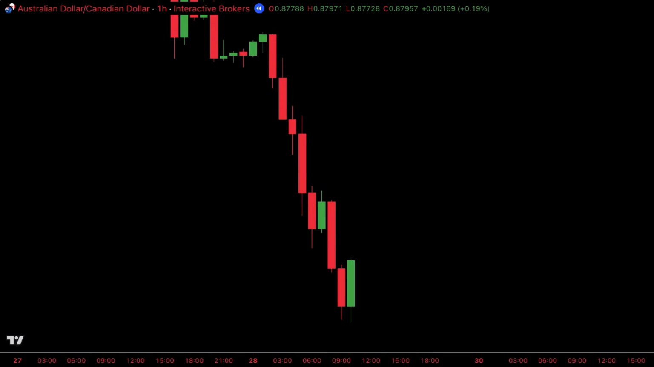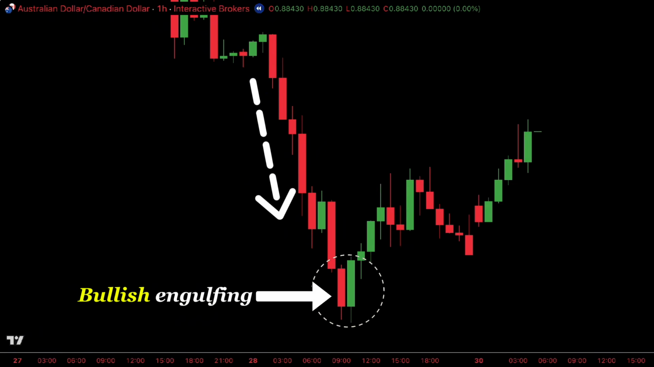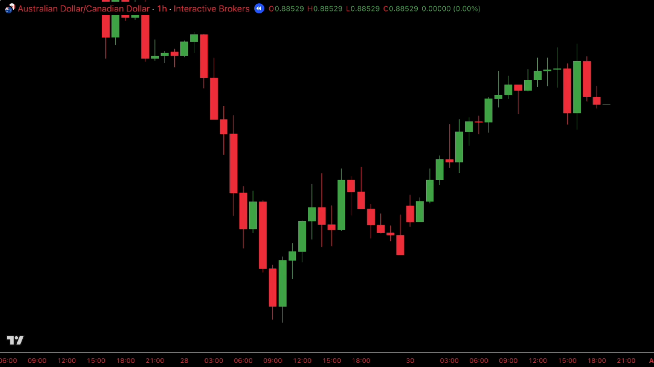As you can see, the market was trending down. We have several bearish candles pushing the market lower, which clearly tells us that sellers were in control. But then, right here, a bullish engulfing pattern forms. This is our first warning that something has changed. Sellers were controlling the market, but suddenly buyers stepped in with enough strength to engulf the previous bearish candle. This tells us that sellers may be losing control and buyers are starting to take over. And look at what happens next. The market reverses and starts moving higher.